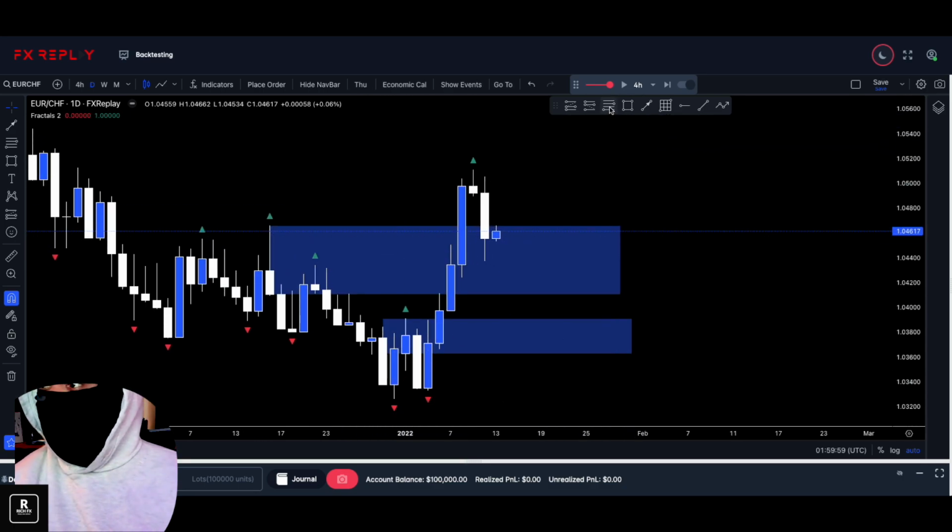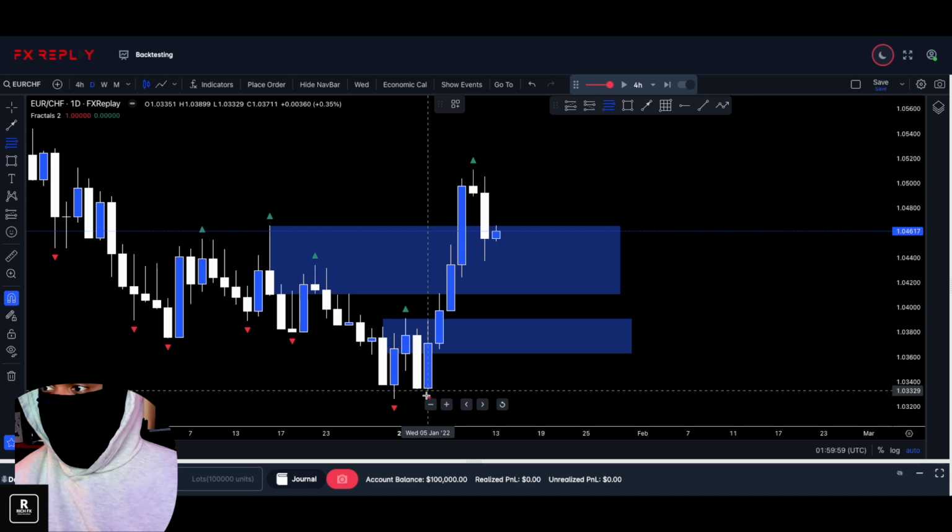Now as you can see, we've got our impulse and correction. Once we have our impulse and correction, we only mark our zones after we see a second retracement candle. If we see a first retracement candle, we don't bother marking it up, because after the first retracement candle, it might get invalidated by price creating another bullish candle. Therefore, that does not count as a retracement candle. So once we see two retracement candles, then we start marking it up.